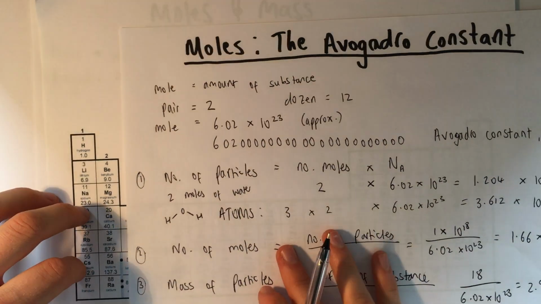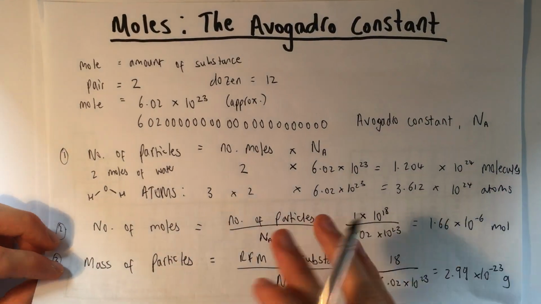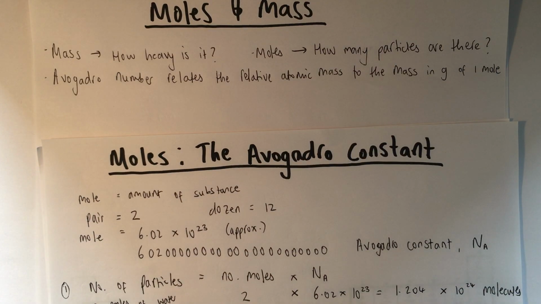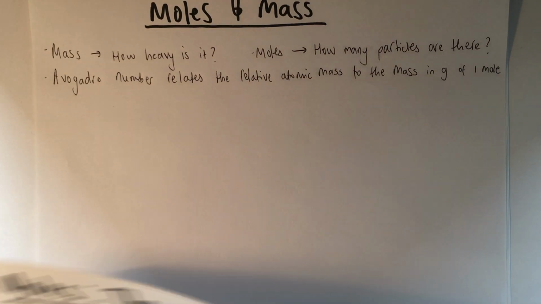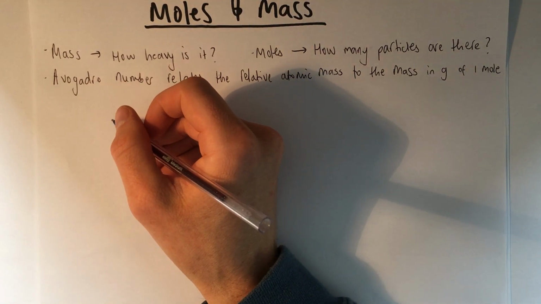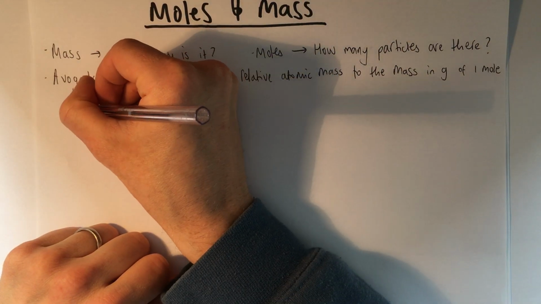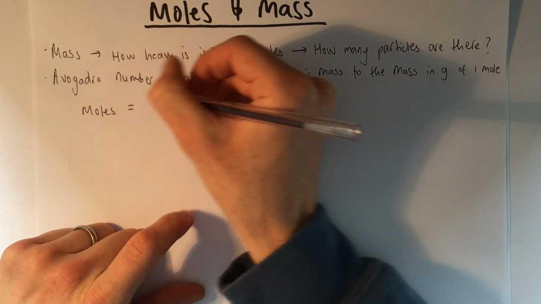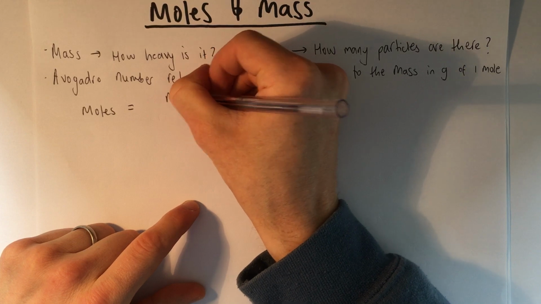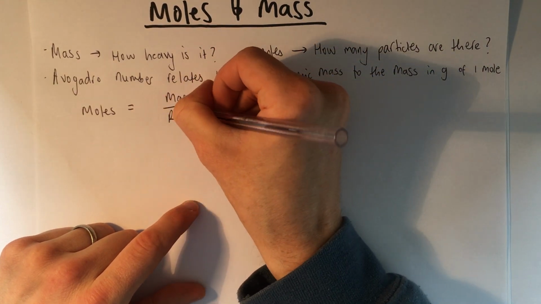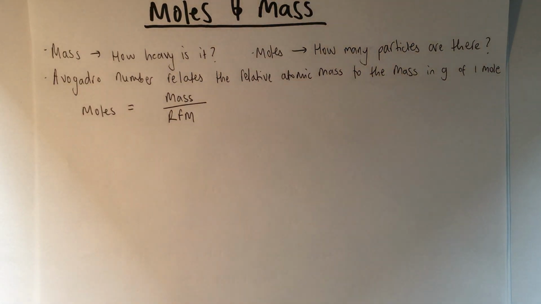It relates the relative atomic mass, or the relative formula mass, of a substance to how much 1 mole of it weighs in grams. And that means that we can relate moles and mass using an equation, using a formula. So it is this: moles, the number of moles of a substance, is found by the mass of the substance divided by the relative formula mass, or the relative atomic mass if it's just an element that we're dealing with.